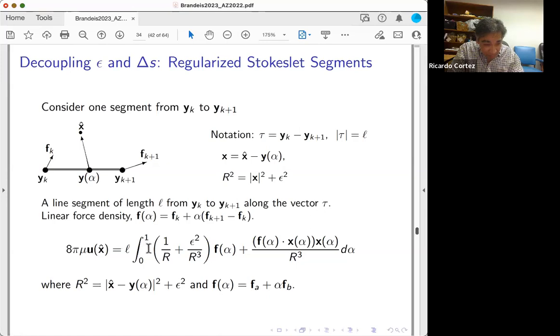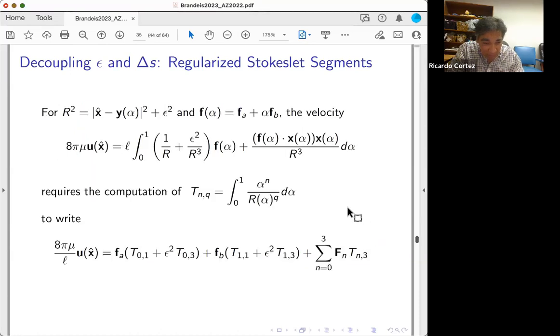So I need to integrate to compute the velocity at any point due to this one segment of my flagellum. I need to integrate my regularized Stokeslet when the force is a linear function, and this is the position that's related to this linear function here too. And it turns out that these integrals one can do exactly.